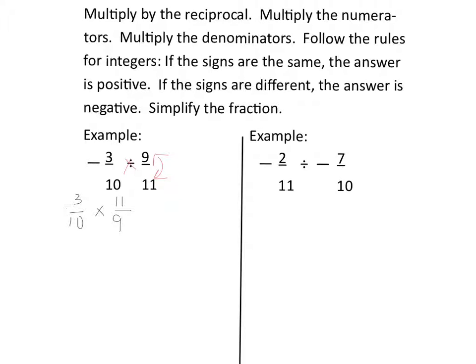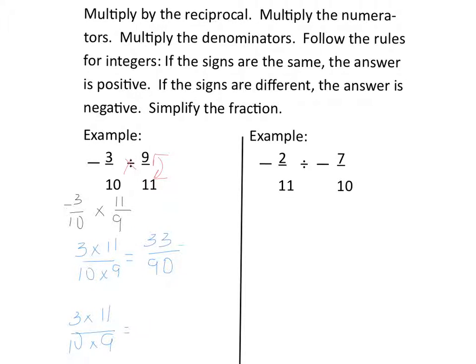Now we can go through and follow the rules about multiplication. Remember, we're not going to stress about the signs yet. Let's go through and get it multiplied first. I will show you both ways to simplify again, just as I did in the multiplication video. 3 times 11 is 33, 10 times 9 is 90. So we know we're going to have to simplify.